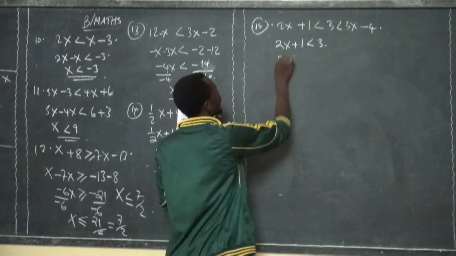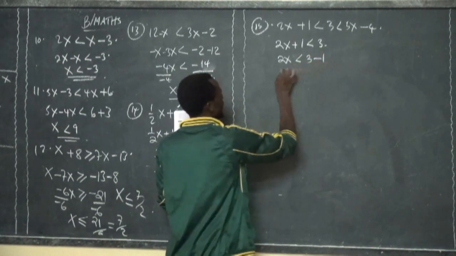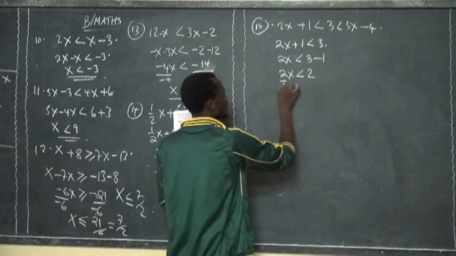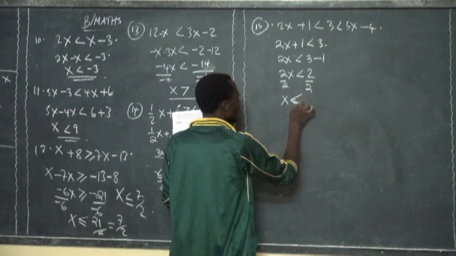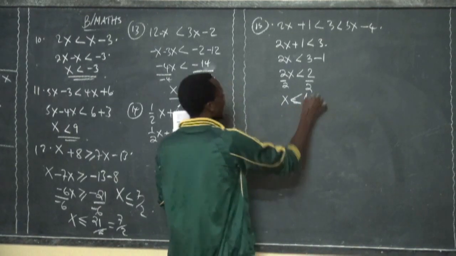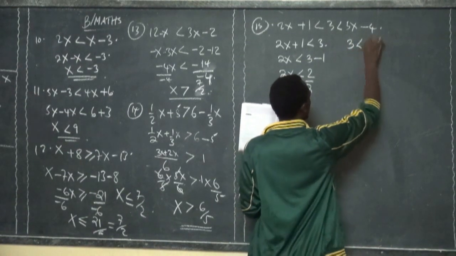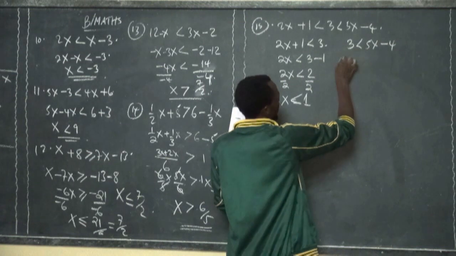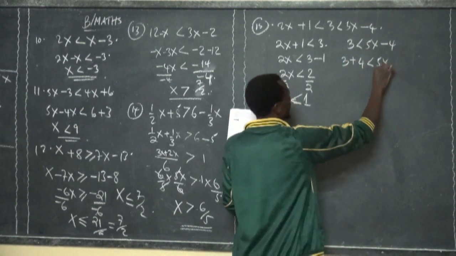Now we say 2x plus 1 is less than 3. Then from there, we have 2x less than 3 minus 1. Now 2x is less than 2. Now we divide by 2, we divide by 2. Now x is less than what? 1. Then you come to the other side. We say 3 is less than 5x minus 4. This is taken to the other side. Now we have 3 plus 4 is less than 5x.